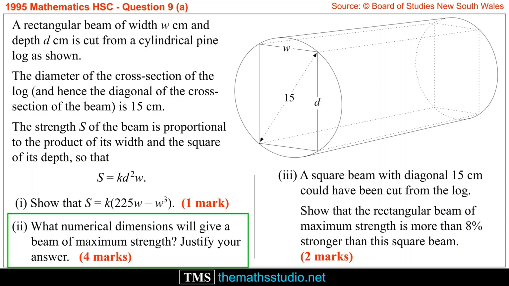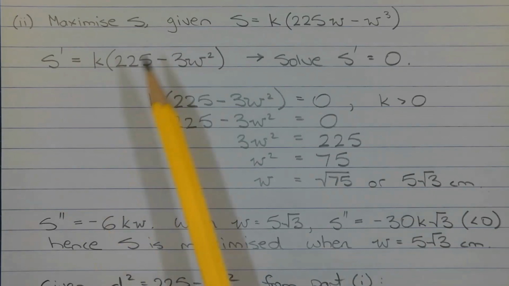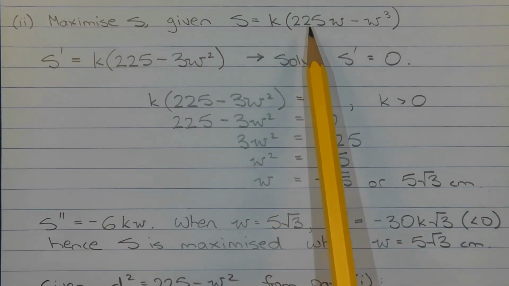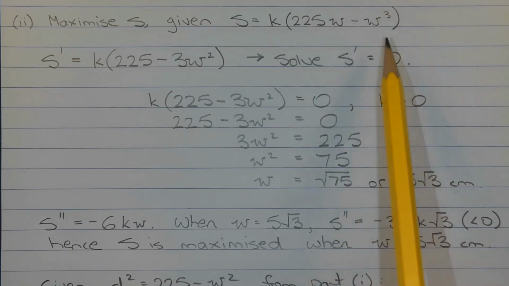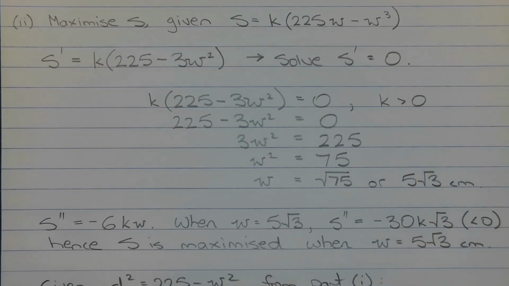Part 2. What numerical dimensions will give a beam of maximum strength? Justify your answer. The question is asking us to maximize S, which implies the use of differential calculus. Now S is equal to K times open bracket 225W minus W cubed close bracket. Differentiating S with respect to W to find an expression for the first derivative S dash, we get S dash is equal to K times open bracket 225 minus 3W squared close bracket. Next, we solve for W the equation S dash equals 0.